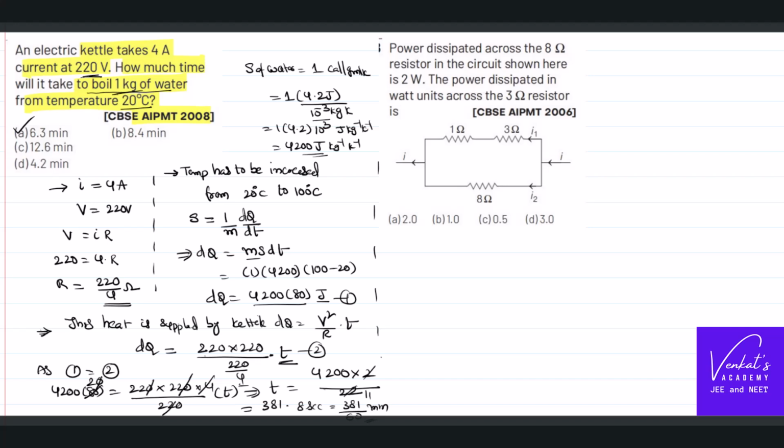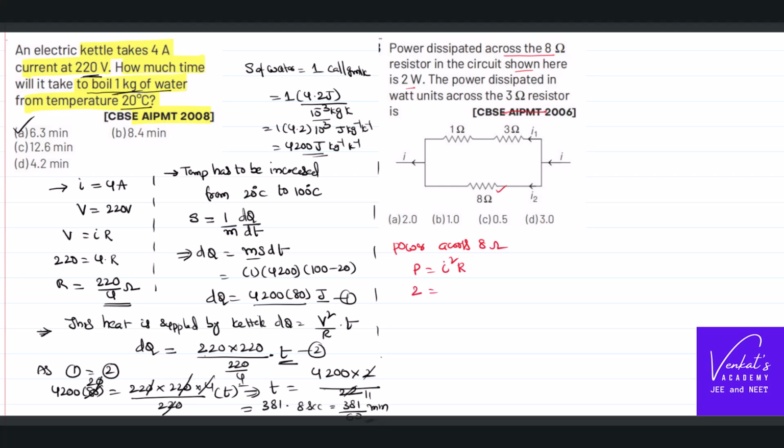So let me go to the other part of the problem. Second problem is also there. This is also an AIPMT question. It says power dissipated across this 8 ohms resistor in the circuit is given as 2 watts. So what I can write? Power across 8 ohms can be written like, power has a formula. I want I, that's why I am writing in terms of I square R.